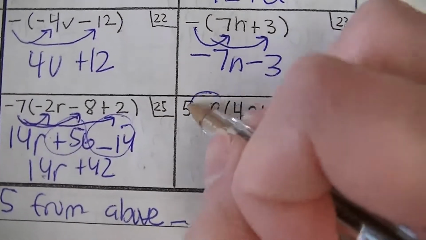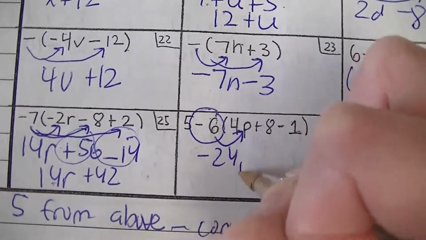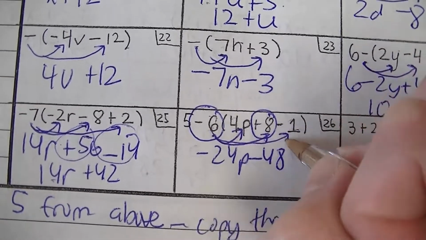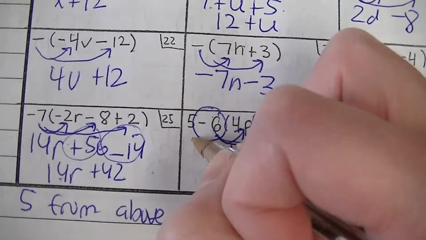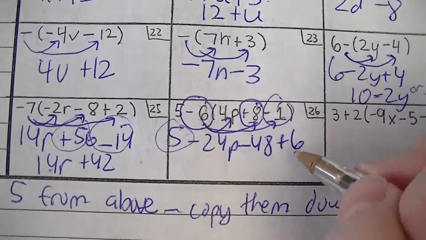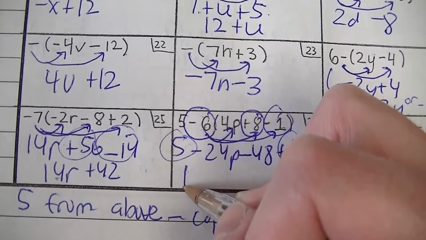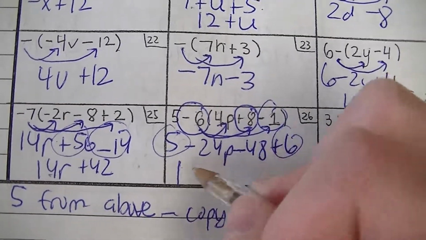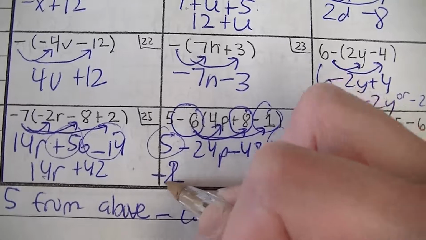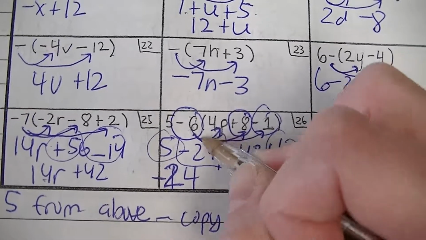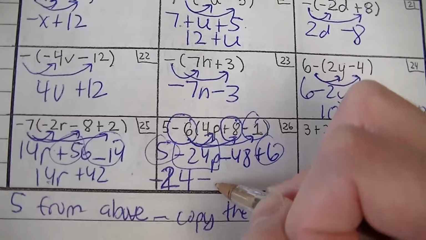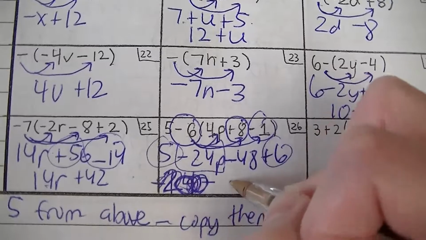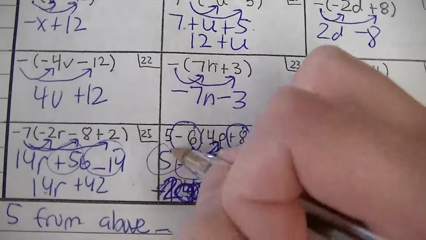Ooh, this one's tricky. Negative 6 times 4p is a negative 24p. Negative 6 times a positive 8 is a negative 48. Negative 6 times a negative 1 is a positive 6. Now bring down that 5. Simplify, simplify. So 5 plus 6 is 11, right? Then 11 minus 48 is negative 24. Oh, wait, hold on. I just messed up. I got confused. Okay, sorry. Negative 24p. All right, now I'm doing this.